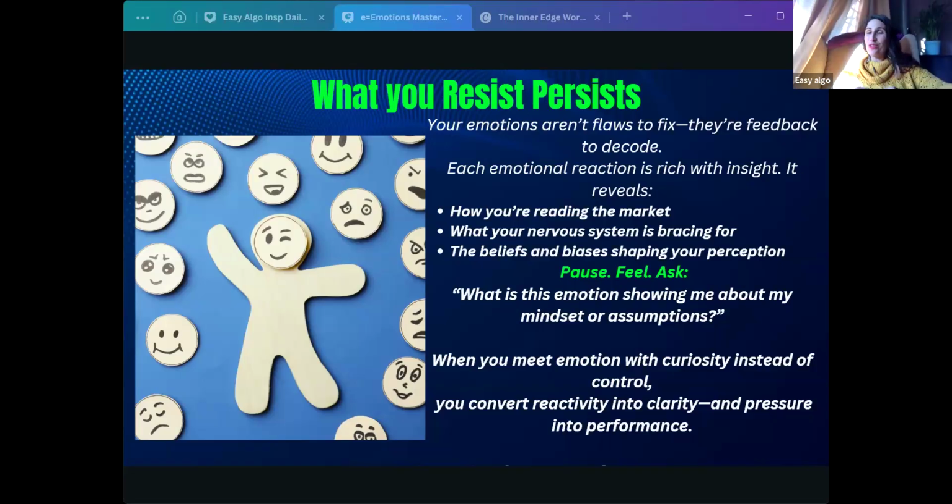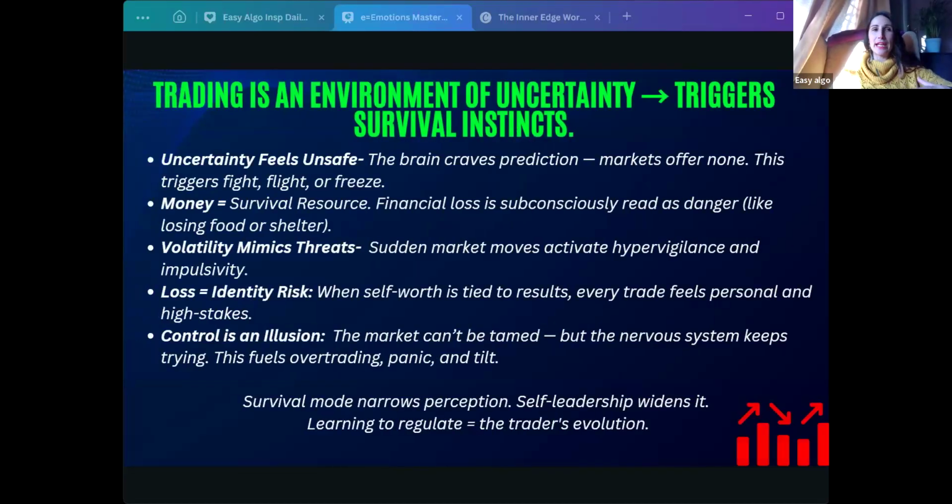But we can only do that when we rise to meet ourselves where we are, not where we wish we were, not how we wish we were feeling. It's that pause, feel, and then start to get a little bit more curious. Okay, so let's look at how this comes up in trading.